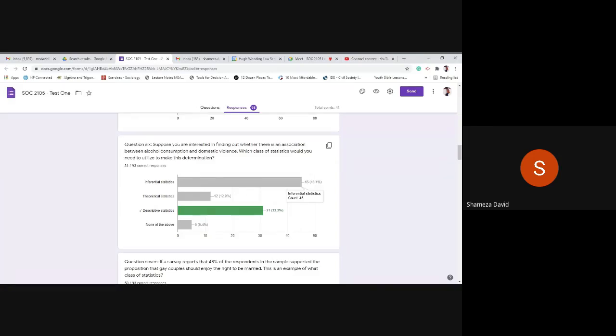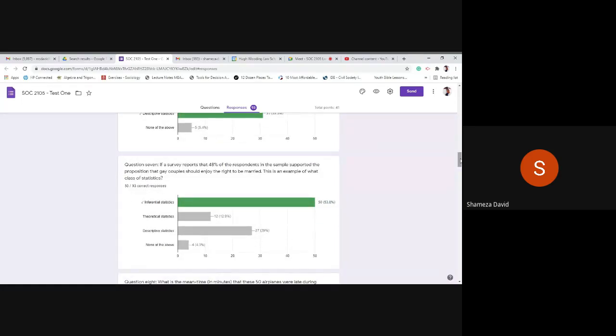So there's clearly no evidence that such a relationship exists, or at least that the closing of bars has anything to do with the incidence of domestic violence. And so you can observe an association, but in order to find whether there's an actual relationship, then you have to go to the inferential statistical techniques, which we have not done in this course.